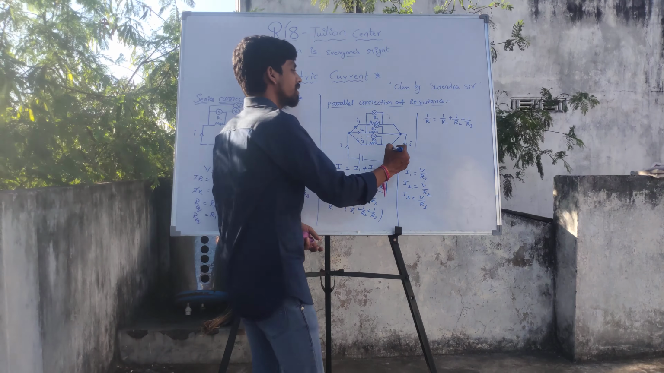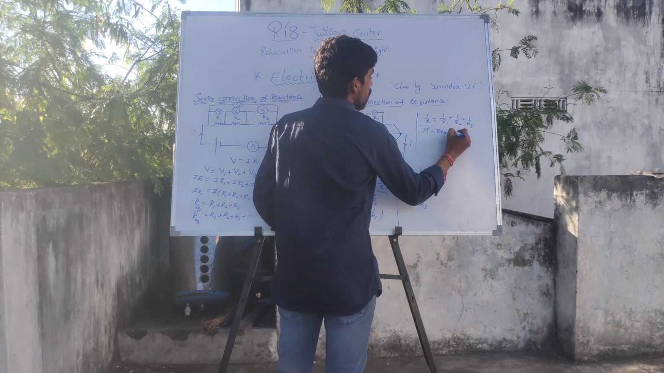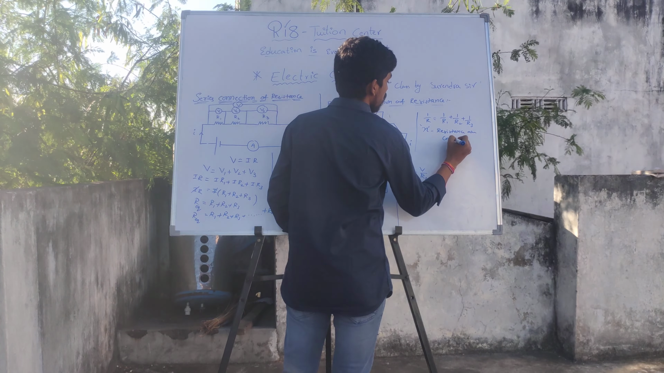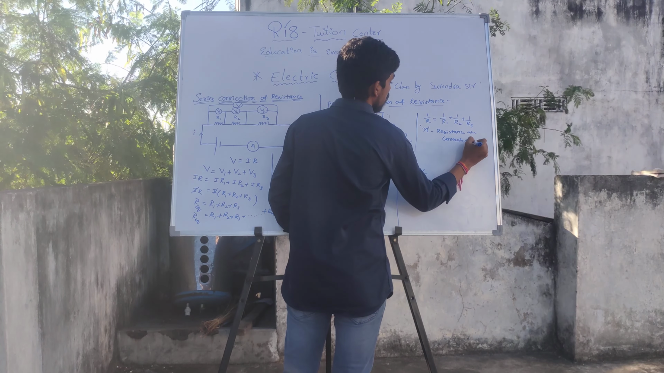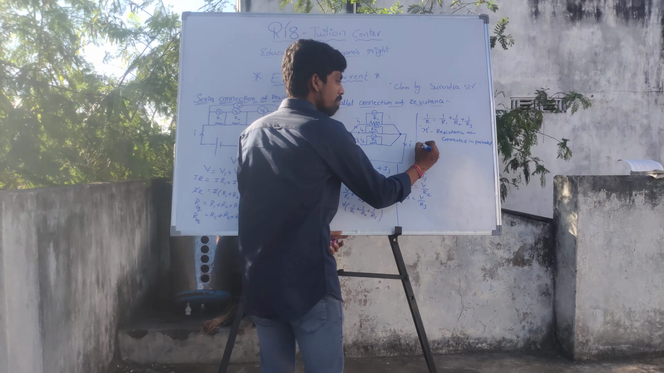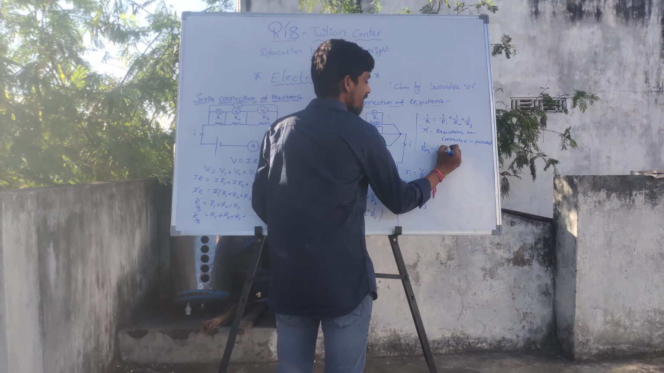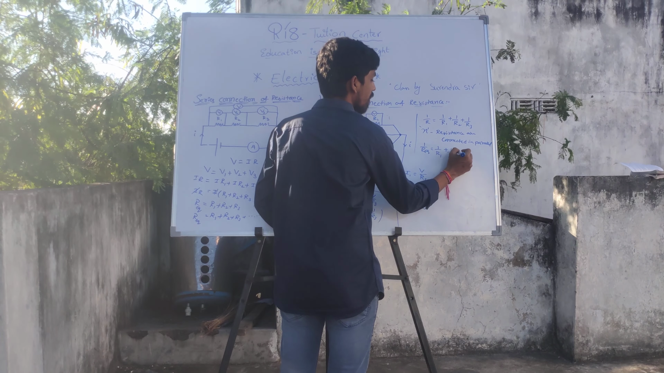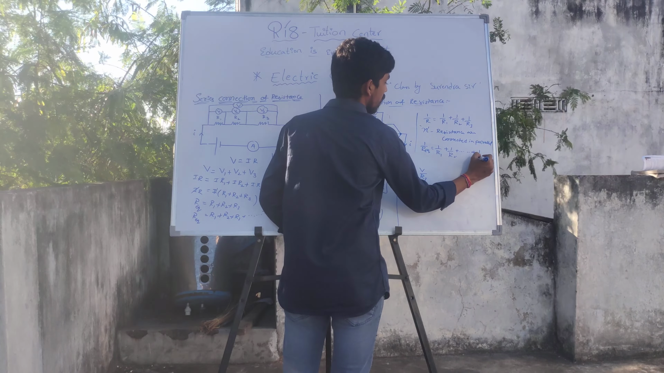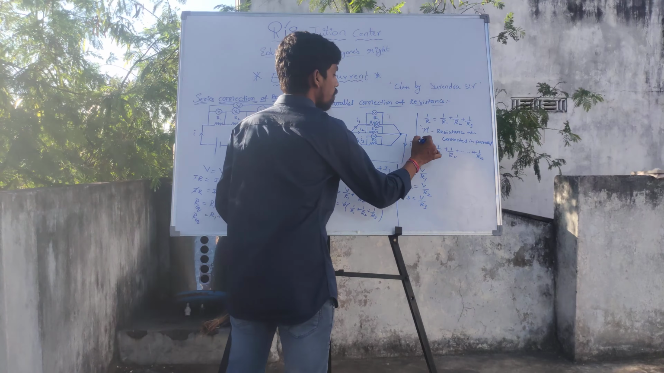Suppose n resistances are connected in parallel, then 1 by R equivalent equals 1 by R1 plus 1 by R2 plus and so on up to 1 by Rn. Okay, this is all about the parallel combination.